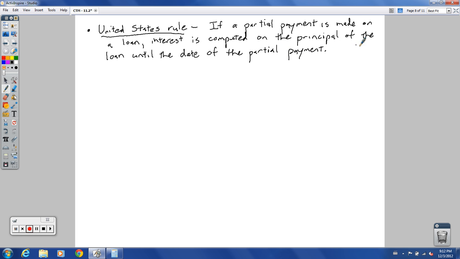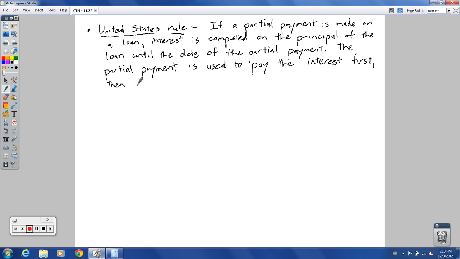Seems fair. The partial payment is used to pay the interest first. So the partial interest, in a sense, and then the rest of the payment is used to reduce the principal.